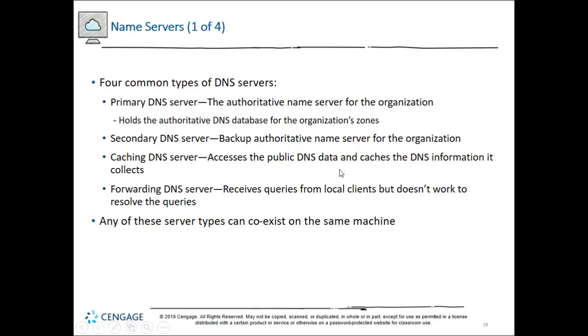Then we're going to have a backup server. We have caching DNS servers, which just store information, and then we have forwarding clients. So, for example, if I want to go out to say TNT.com, and my server doesn't know where TNT.com is, it will then forward my request off to another server that should know where it is.